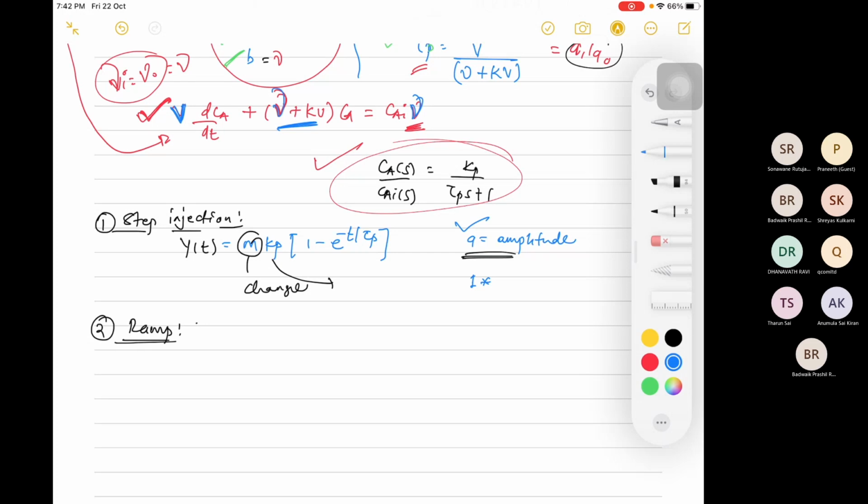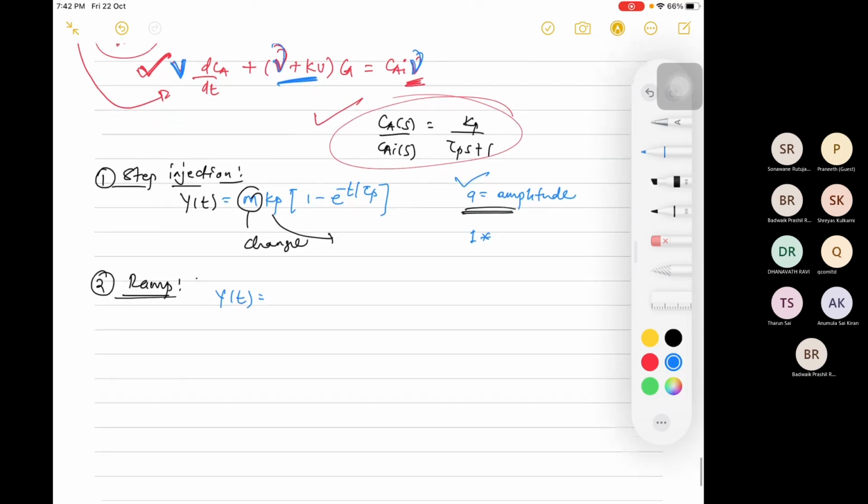If you solve for ramp, it is y of t. Be careful here. This capital Y of t is small y of t minus small y s. This is the deviation variable. So if someone asks what your output is, your output is not the deviation variable, right? Your output is small y of t, which equals the steady state value plus M Kp into 1 minus e to the power minus t by tau p, right? This is your equation.